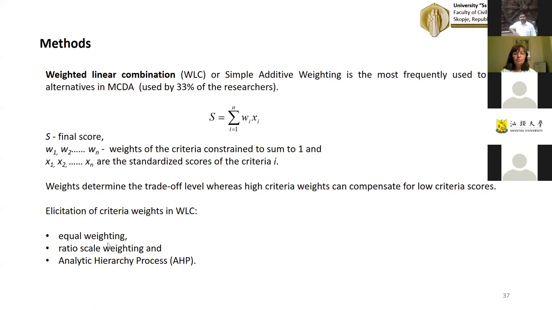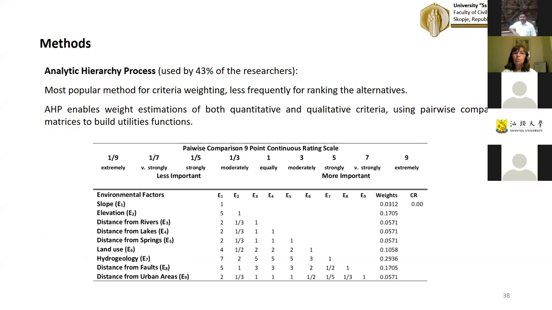All these criteria weights can be estimated according to equal weighting, they can be rank scale weighting, and they can be estimated by analytical hierarchy process. Equal weighting is when all the criteria have the same significance in the landfill site selection process. And rank scale weighting is also when there are predetermined weights, and analytical hierarchy process is mainly used by the researchers for criteria weighting. It's been used by 43% of the researchers, and it has been less frequently used for ranking the alternatives.